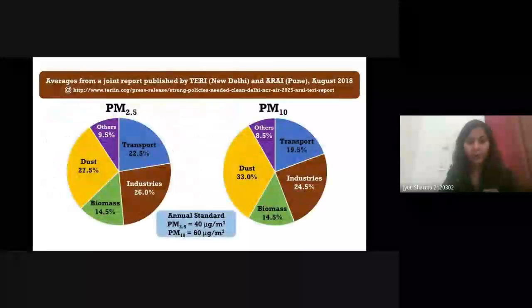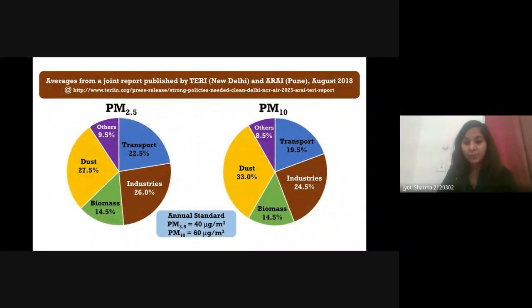I'll show you. Okay, so here you can see I have two pie charts. The one is related to particulate matter 2.5 and the second is particulate matter 10. So here we can decide what's the contribution of transport, what's the contribution of industrial areas, what's the contribution of biomass. These all are the sources. So for a source like transport, what's its contribution to the concentration of particulate matter 10 in our atmosphere? So this is the source apportionment.